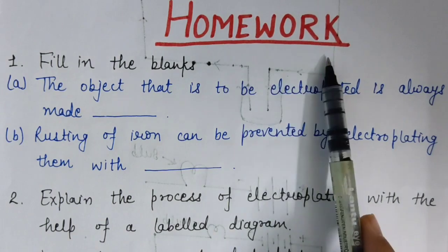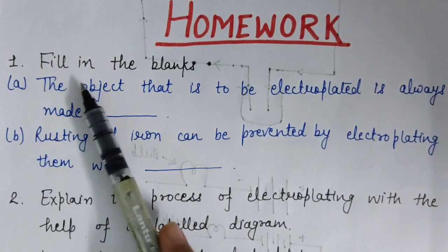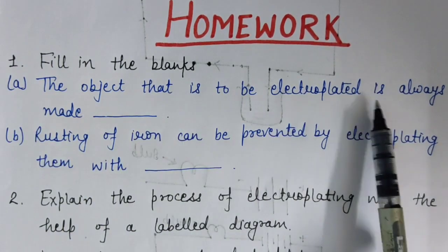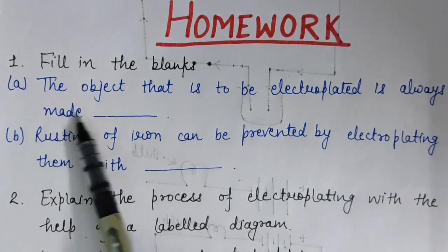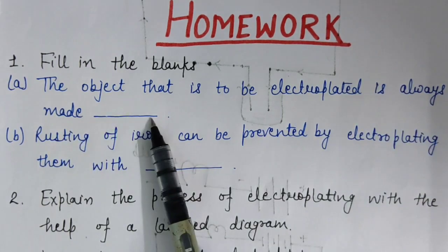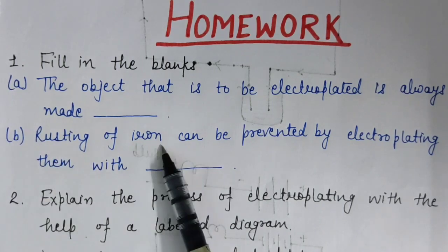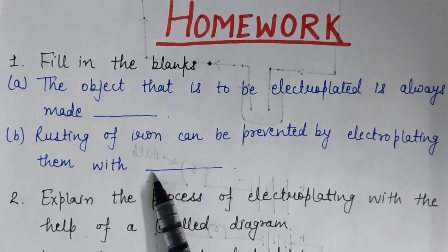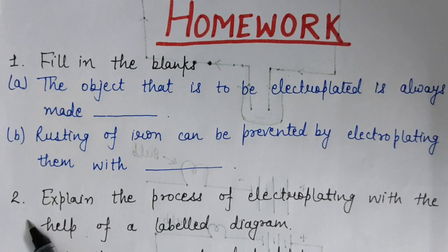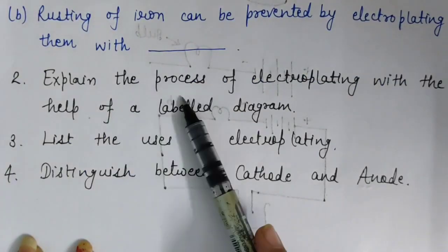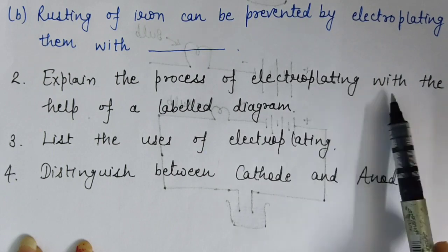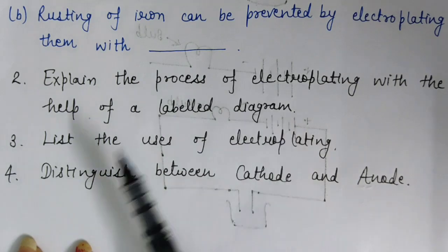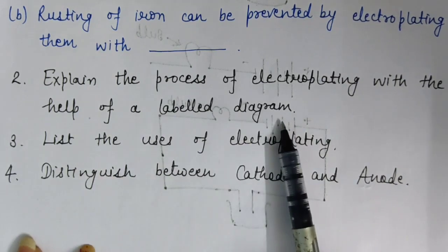Now coming to the homework part, this is your today's homework. Question number 1, fill in the blanks. A part is, the object that is to be electroplated is always made dash. B part is, rusting of iron can be prevented by electroplating it with dash. Second question, explain the process of electroplating with the help of a labeled diagram. Means you have to draw the diagram which is given in the activity.